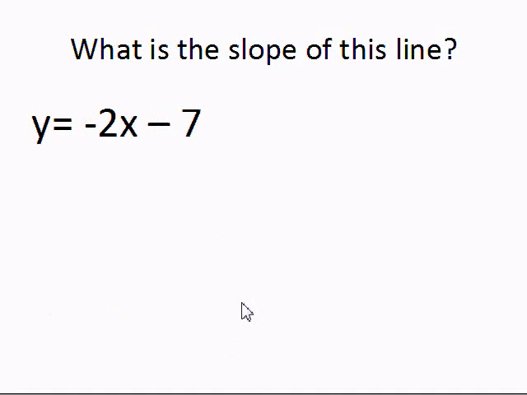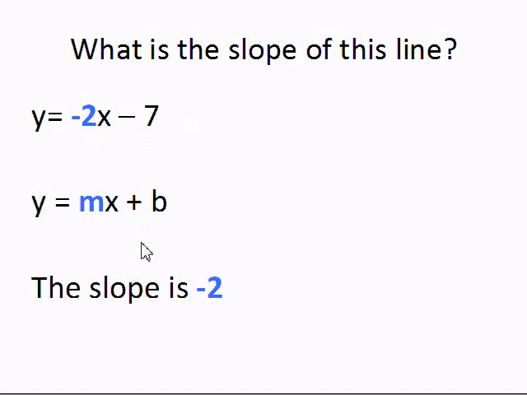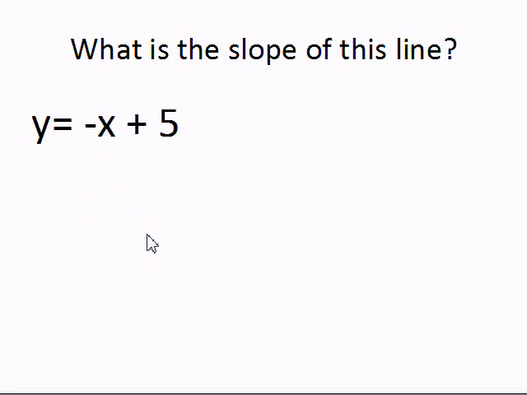Here's one for you to try. Pause the video, work it out, press play when you're ready to see the answer. For this one, you notice that the negative 2 is next to the x, so the slope of the line is negative 2. Here's another one. Try it out, pressing pause, then play when you're ready to see the answer.